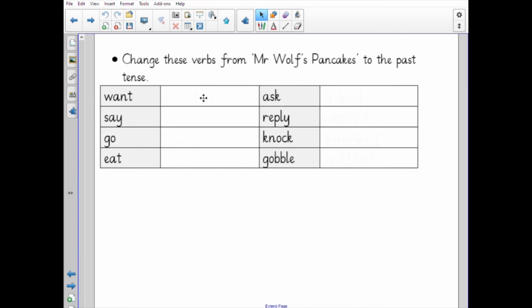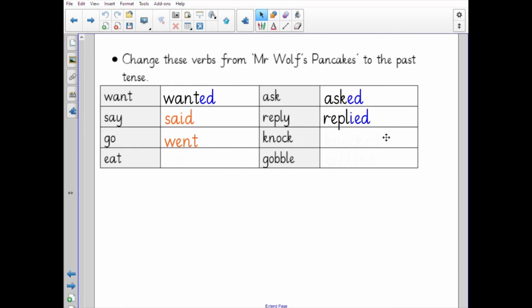So, wanted is our first one. We just add ed as usual. Ask, asked, say. Now we don't say sayed, we go with said. Put that on orange because that's an unusual one. Reply would be replied, but we take off the y and add ied. Make sure you've done that as well. If you haven't, just fix it. Go. We don't say goed. Went. Again, another unusual one.